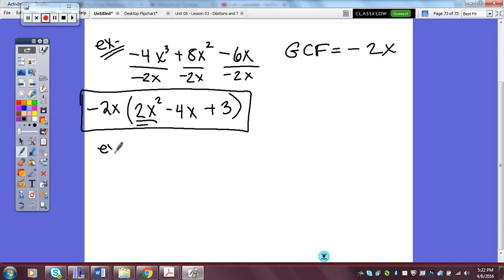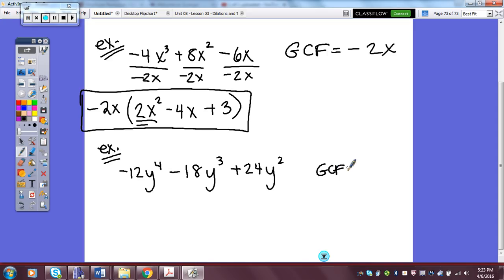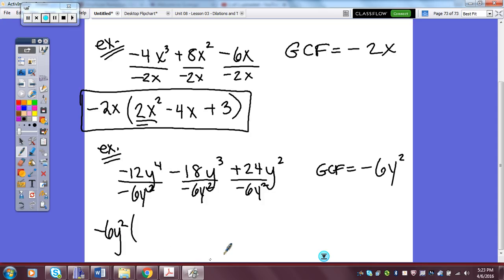Let's look at another one. Negative 12y to the 4th minus 18y to the 3rd plus 24y squared. So, okay, I see the leading coefficient is negative, so I know my GCF is going to be negative. 12, 18, and 24 all have a 6 in common. Y to the 4th, y to the 3rd, y squared have a y squared in common. So I'm now going to divide everything by negative 6y squared. So negative 6y squared goes on the outside of parentheses.